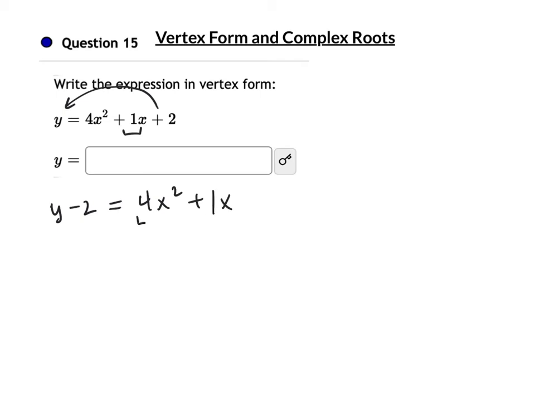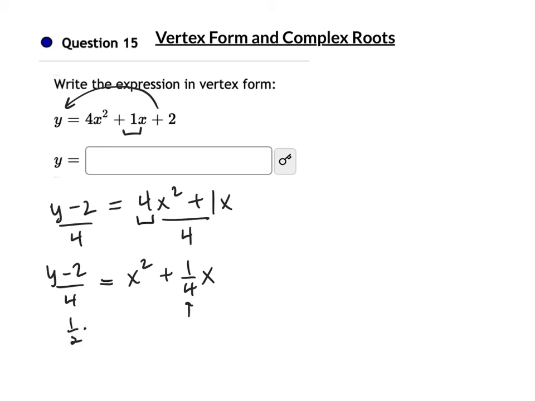Next, make the coefficient of the squared term 1. Divide both sides by 4. We have y minus 2 over 4 equals x squared plus 1/4 x. This is going to be a little awkward, but we can do it. Take half the coefficient of x. So take half, multiply by half. Half of 1/4 would be 1/8. Take 1/8 and square it. That's 1/64, and add that to both sides.